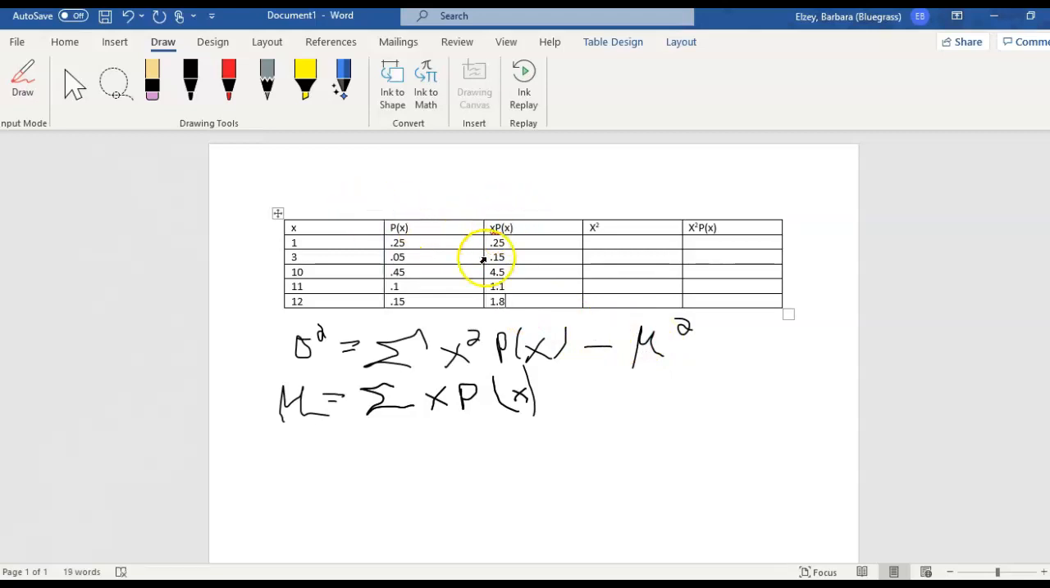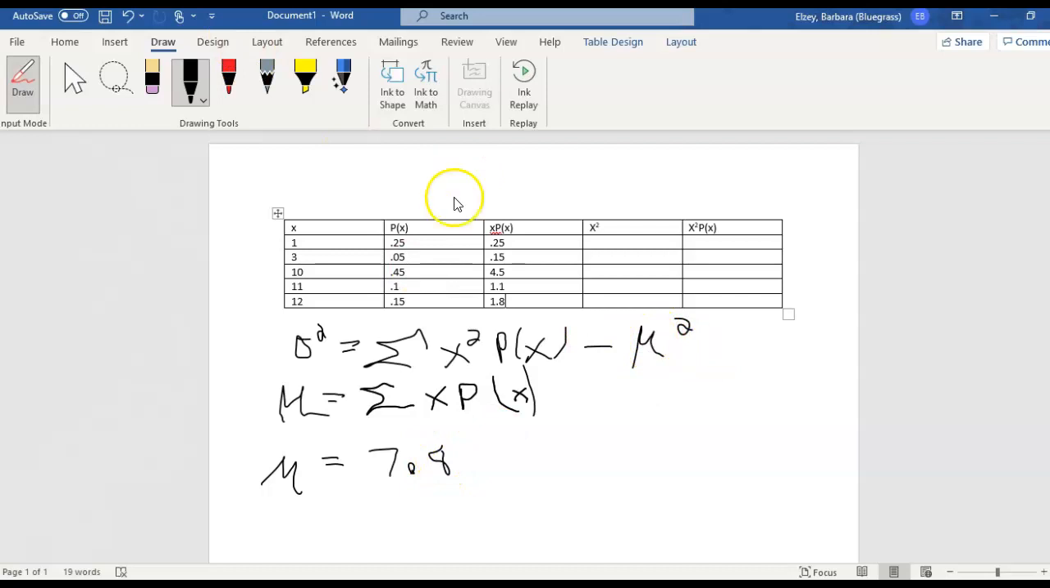And then we get the sum of this column to find our mean. So I'll go ahead and write this out. Our mean is the sum of this column. So if I add 0.25, 0.15, 4.5, 1.1, and 1.8, that sum ends up being 7.8. Okay, so that's getting what we need to plug in right there.